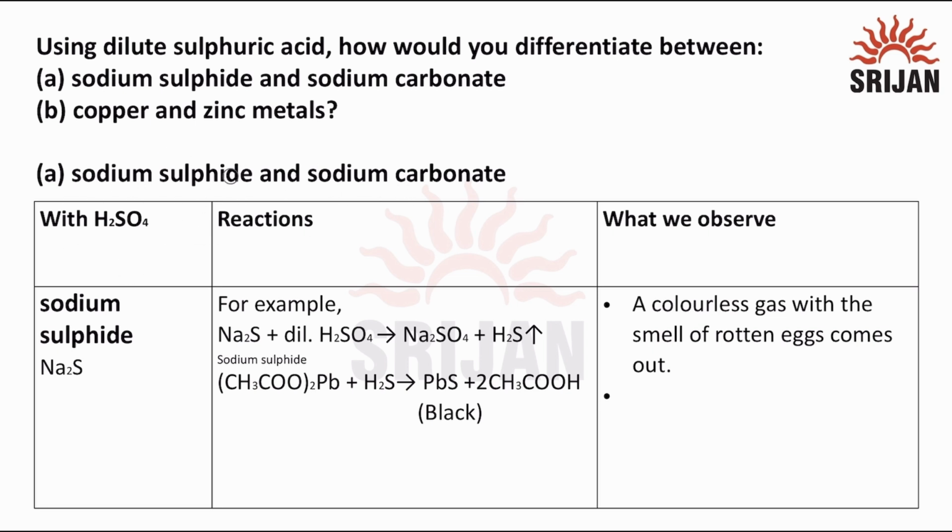Let's take sodium sulphide and see how it reacts with sulfuric acid. So sodium sulphide plus sulfuric acid, here's the reaction. As you can see, this is what actually happens when sodium sulphide reacts with sulfuric acid. What happens when we mix these two? A gas is released, hydrogen sulfide, which has a smell of rotten eggs.